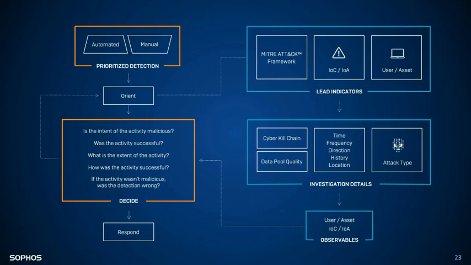We take that, we then start pivoting around that information to pull back other investigation details. So again, we're looking at other pieces of data that surround those lead indicators, ultimately trying to come up with additional observables or things that build our confidence in what we're observing.